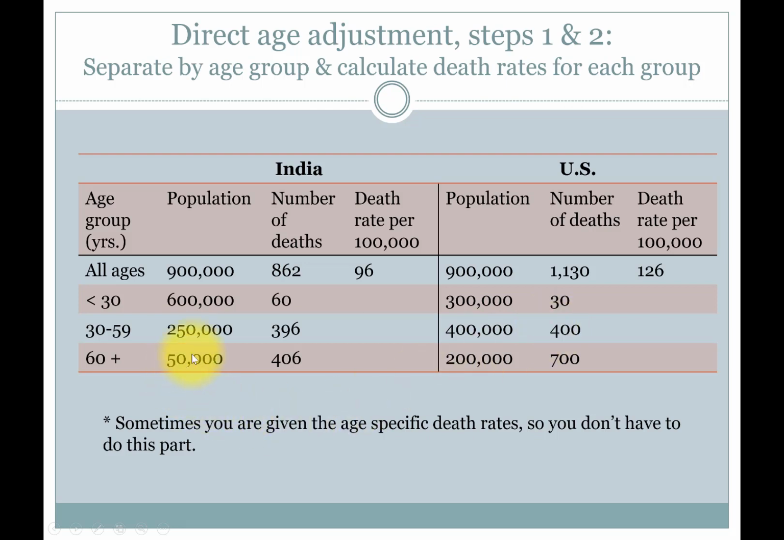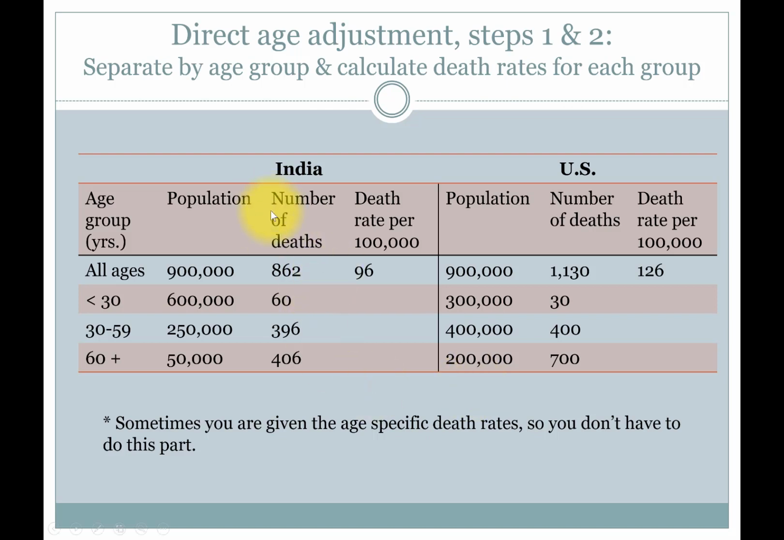We can really see a huge difference when we go to the 60 plus age category. Here we have a population of only 50,000 in India with 406 deaths, whereas in the US we have a 200,000 population with 700 deaths. Now, since we have those numbers, we can calculate a death rate for each age group. So hopefully you remember how to calculate that.